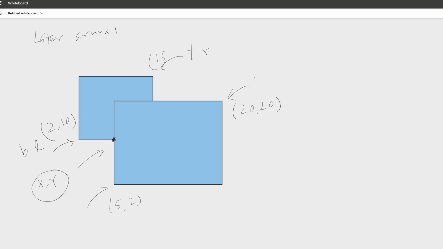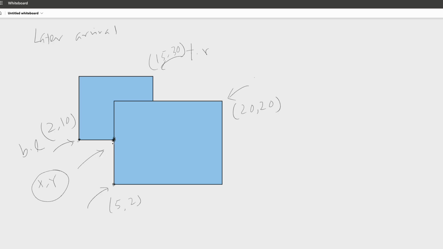This is 15 and 30. Between these two points, this is the x portion of the bottom left of the first rectangle, and this is the x portion of the bottom left of the second rectangle. So whichever arrives late, or which one is the maximum, is this one.